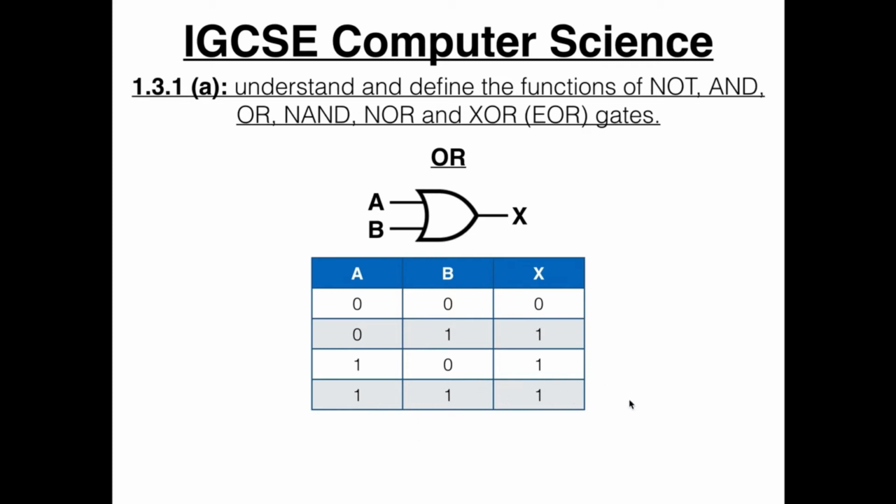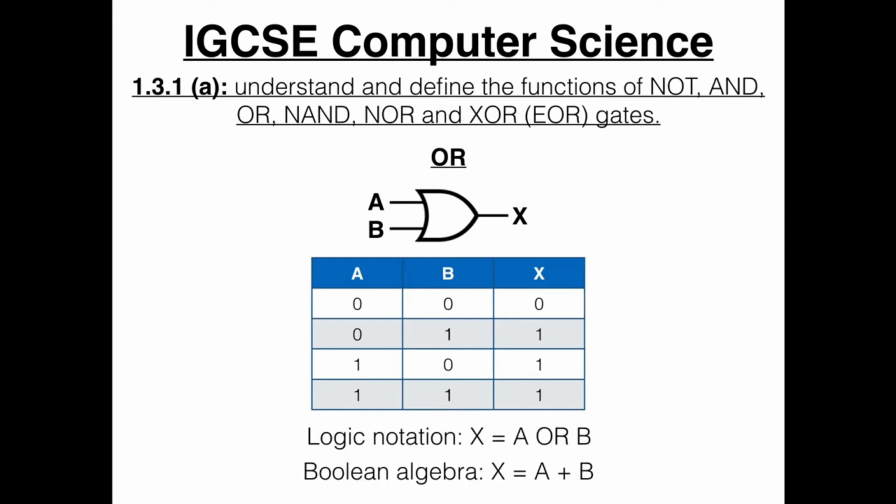Well, basically, the OR gate isn't exclusive, which is what the XOR gate is for. It's exclusive OR. So the OR gate can include multiple 1s for its input in order for the output to be 1. But basically for the OR gate, as long as one or more inputs have 1, then the output is 1. So the logic notation would be this. Boolean algebra would be x equals a plus b.